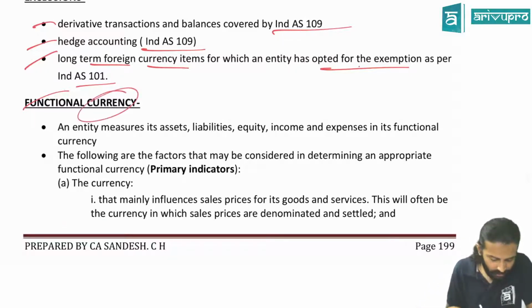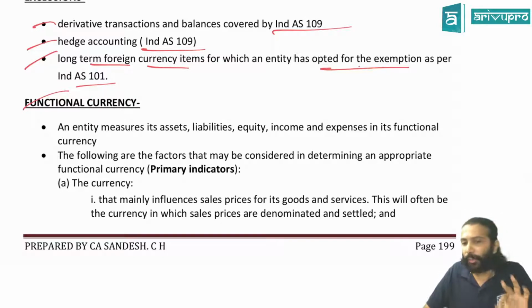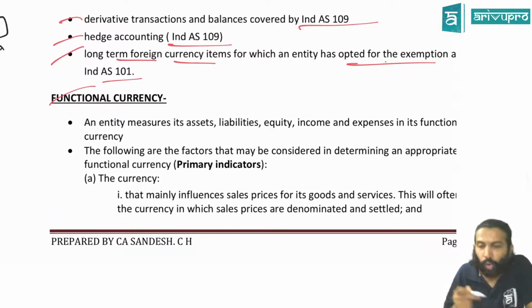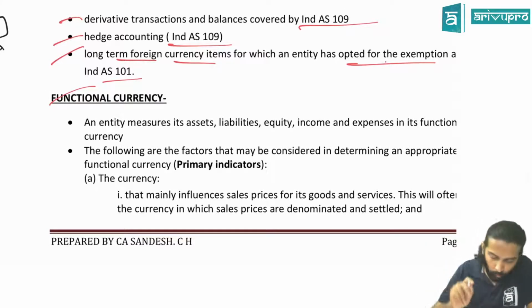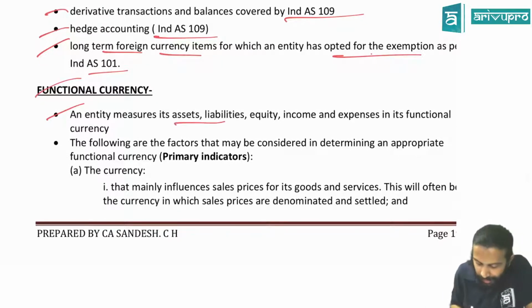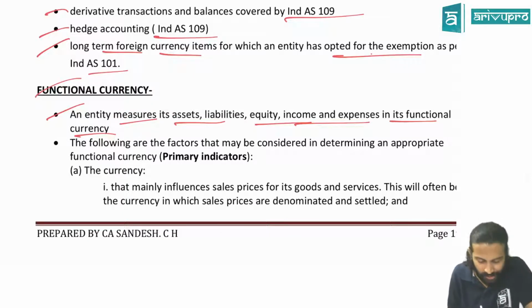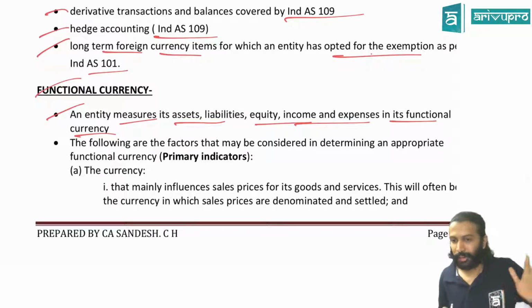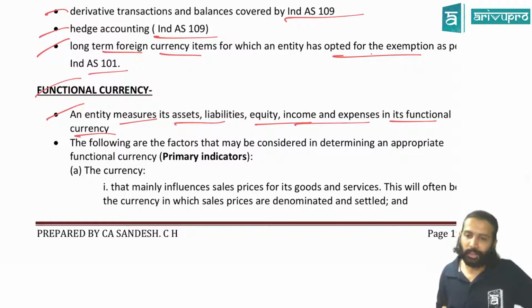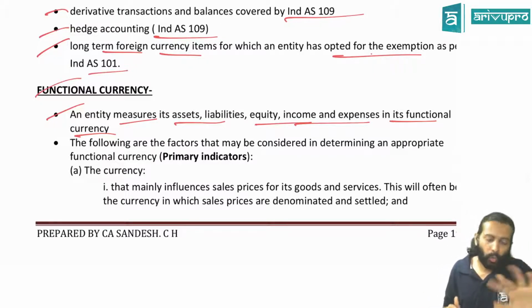Functional currency means the currency of the primary economic environment in which you operate, the currency we are concerned about. Correct? Now they are saying how to identify functional currency. First of all, why should we identify functional currency? Assets, liabilities, equity, income, and expenses are measured in functional currency. An entity measures all components of financial statements in functional currency. Hence, we require functional currency. This is very important to us, because measurement of all these components is done in functional currency, so you have to know what it is.